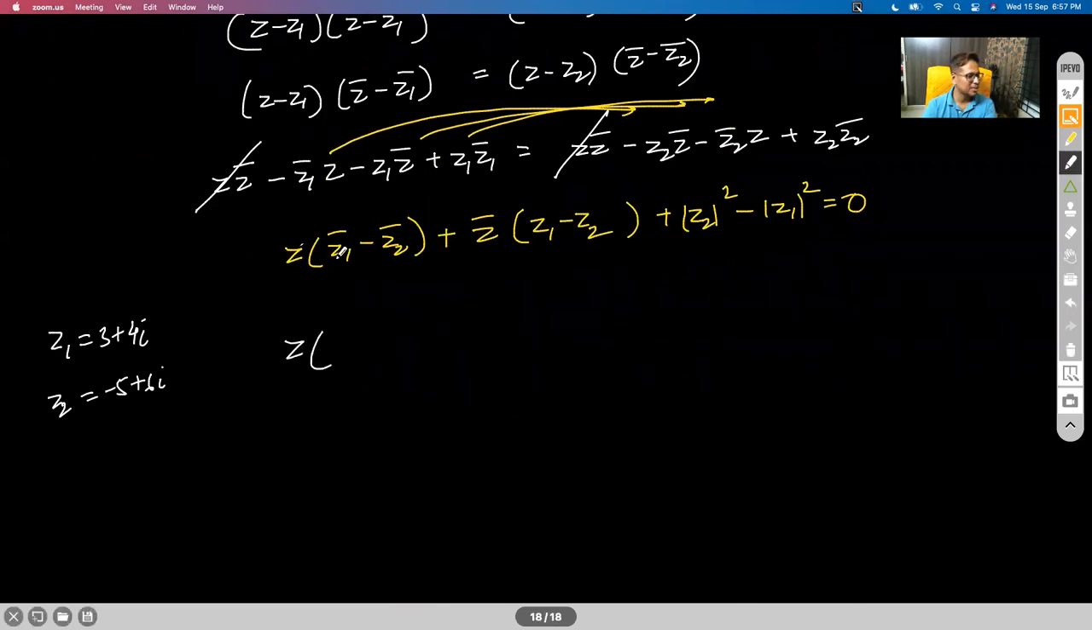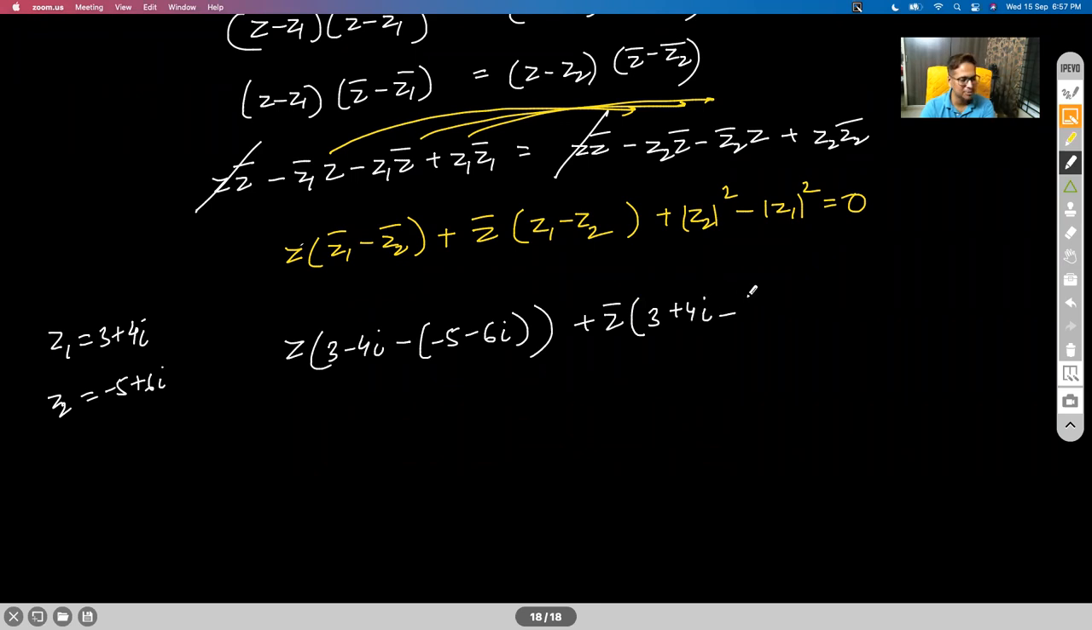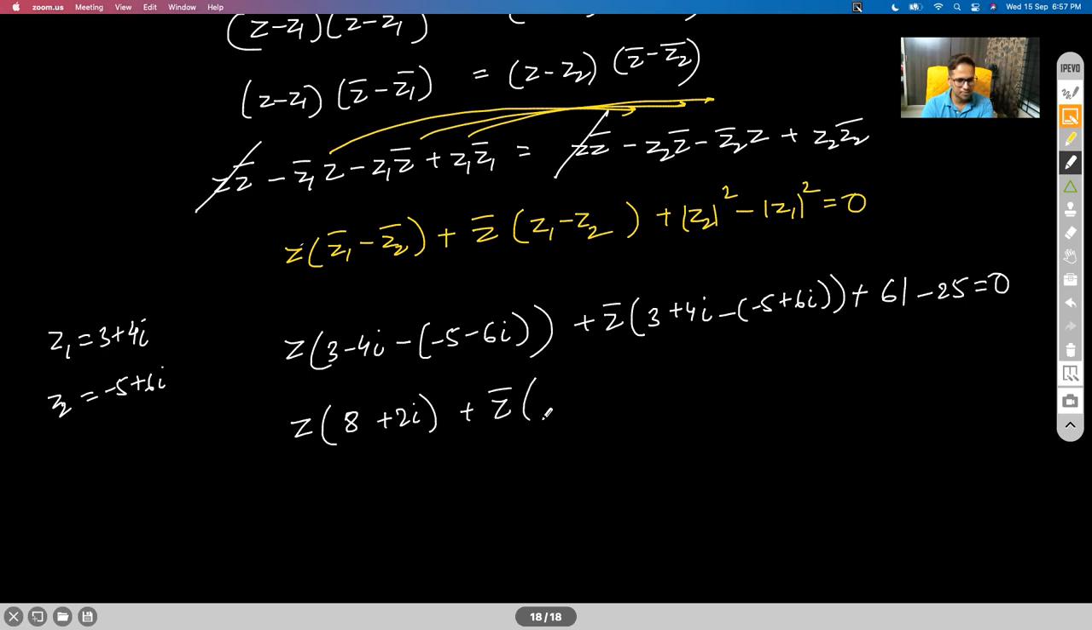So when I do that, Z1 conjugate will be what? 3 minus 4i. Minus Z2 conjugate will be minus 5 minus 6i. Similarly, Z1 will be 3 plus 4i. Z2 will be minus of 5 plus 6i. Mod Z2 square will be 36 plus 25, which is 61, minus mod Z1 square, which is 25. Let us simplify this. If you simplify this, you get 8 plus 2i. And this will become 8 minus 2i. And this will become 36 equal to 0.